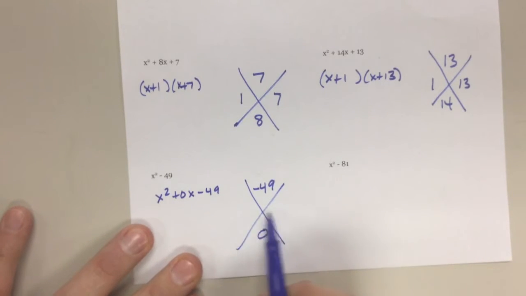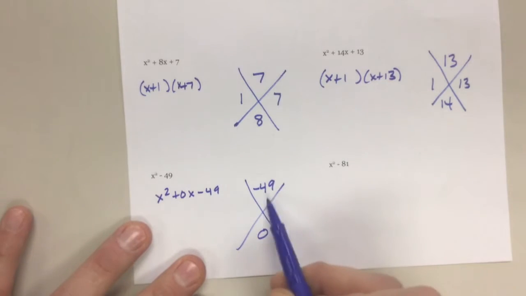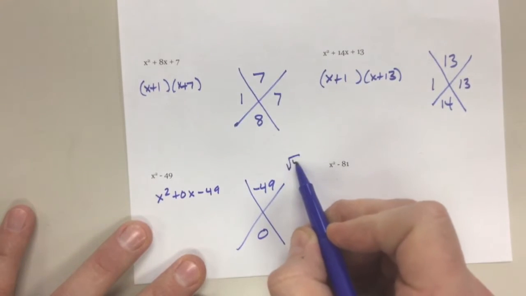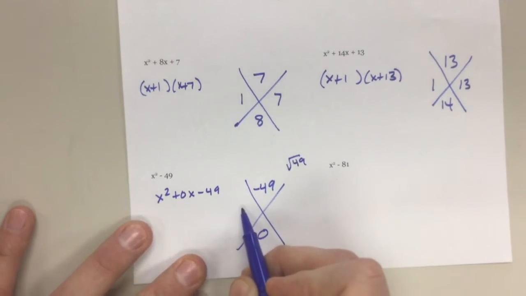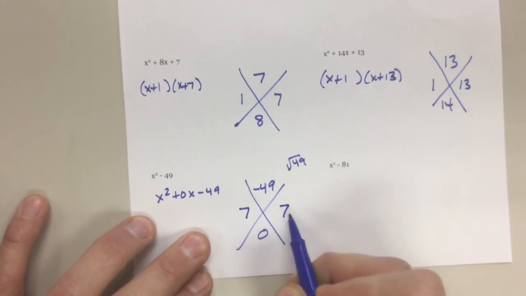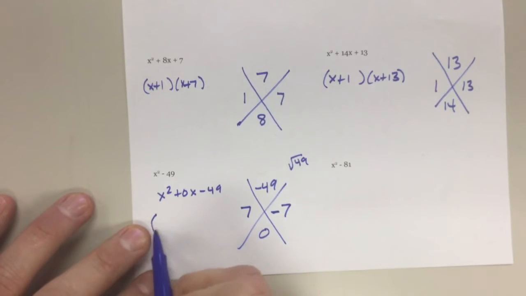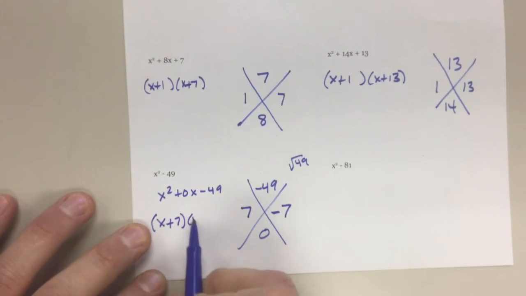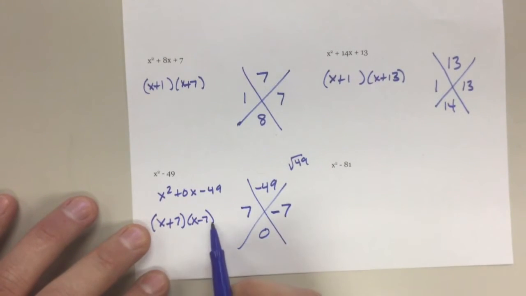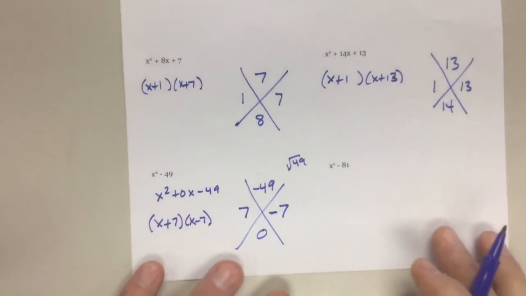So I need two numbers that multiply to be negative 49, but when I add them together, they cancel out. So the numbers must be the same number, one positive, one negative. And the fast way to get it is to take the square root of 49, which would be 7, but one of them has to be negative. So when I add them together, they cancel out. When I multiply them, I get negative 49. So the factors are x plus 7, x minus 7.